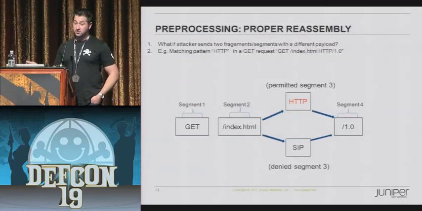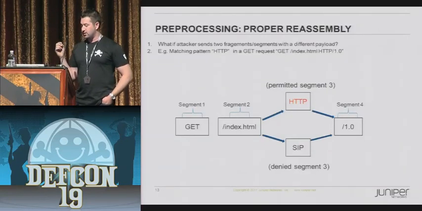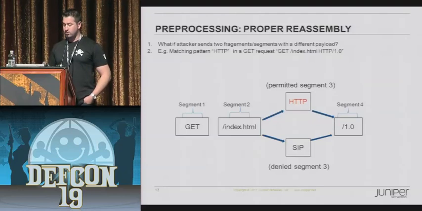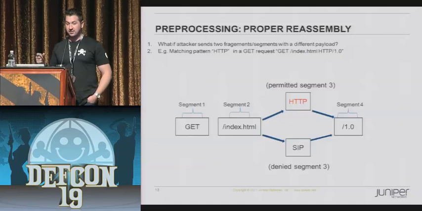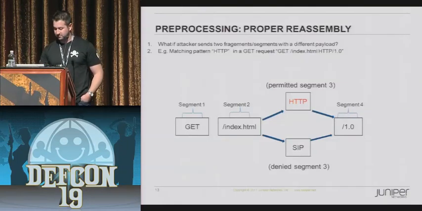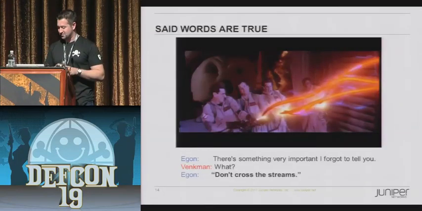So when it comes to application firewalling, in this example here, if you were to send two segment threes, and one was HTTP, one was SIP, how is the app ID engine going to know which one? If you want to allow HTTP but deny everything else, potentially you could get SIP through by just piggybacking that packet at the same time, if the pre-processing wasn't being done properly. And of course, our friend the Ghostbusters, they got it right too. Can't cross the stream, so.